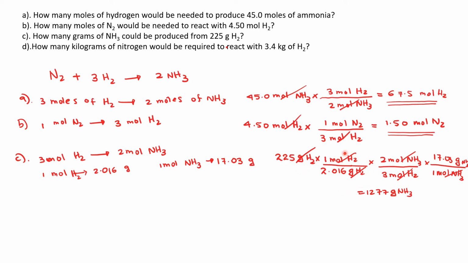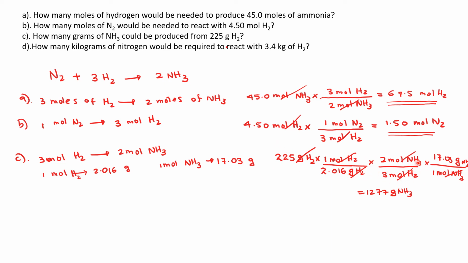First we have to find the number of moles of hydrogen in this amount. Then we convert it to the number of moles of ammonia. And then in the next step, we are going to convert it to number of grams of ammonia. So we start with 225 grams hydrogen, and by the molar mass we know 1 mole weighs 2.016 grams of hydrogen. So you can see gram hydrogen to gram hydrogen cancels out. We are going to end up with moles hydrogen.